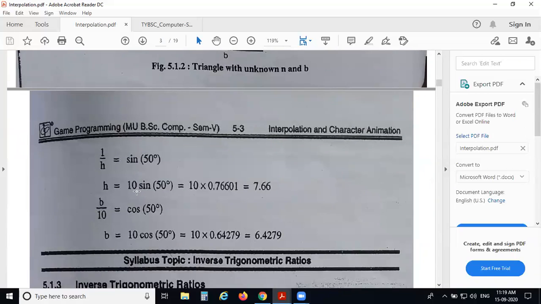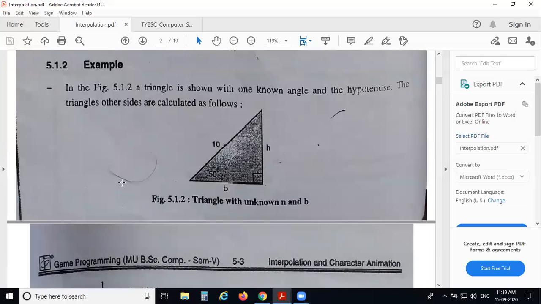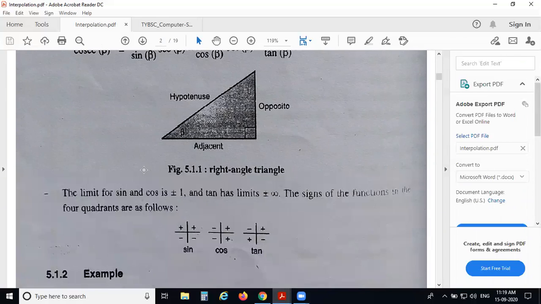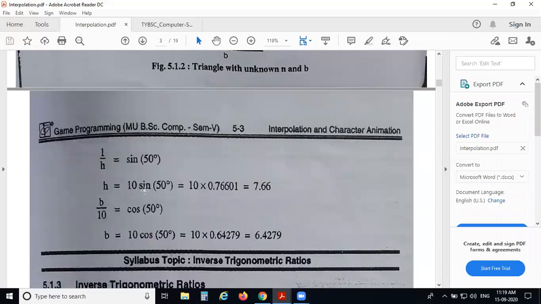Then h is equal to 10. Here 10 value, 10 upon h, because sin beta is equal to o divided by h. Okay, so sin 50 is equal to 10 divided by h. Then 10 into sin 50 degree is equal to like this. Okay, that means here sin value is calculated, sin 50 degree value.